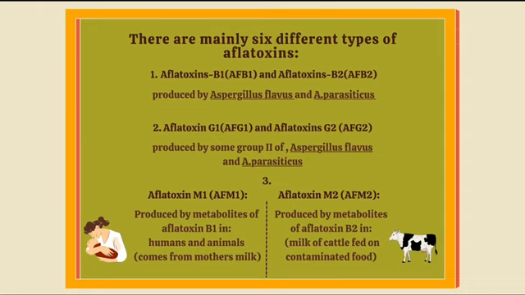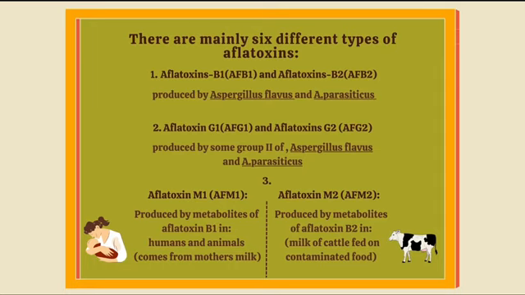The second type of aflatoxins is aflatoxin G, which is divided into aflatoxin G1, AFG1, and aflatoxin G2, AFG2. Both are produced by some group 2 strains of both Aspergillus flavus and Aspergillus parasiticus. The third and last type is aflatoxin M, which is also divided into aflatoxin M1, AFM1, and aflatoxin M2, AFM2.